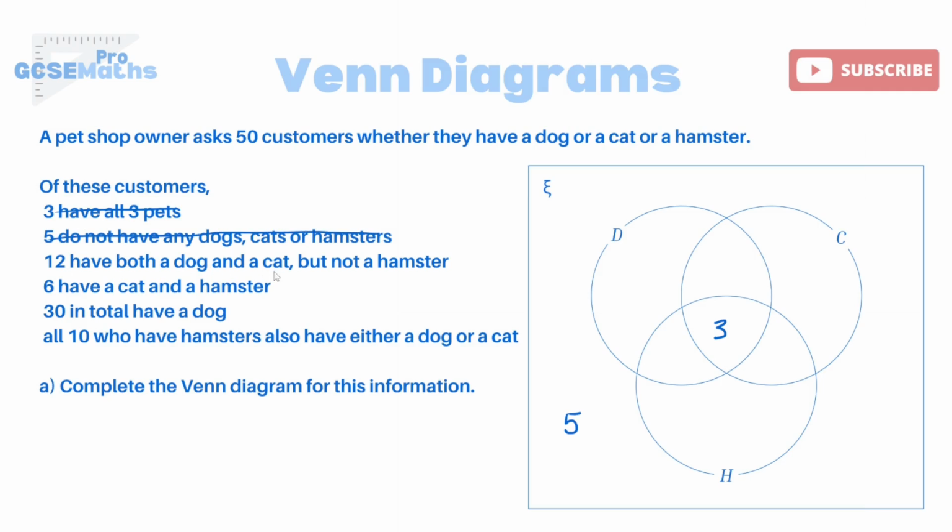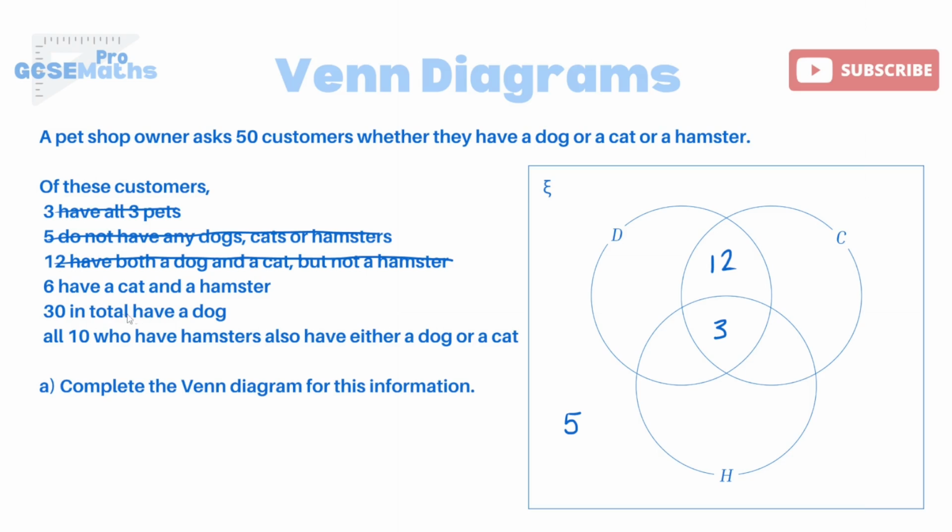12 have both a dog and a cat, but not a hamster. So that would be in the overlap between dogs and cats, but not including the 3 that are down here with a hamster as well. So that is just 12 as it is in that overlap of just dogs and cats.